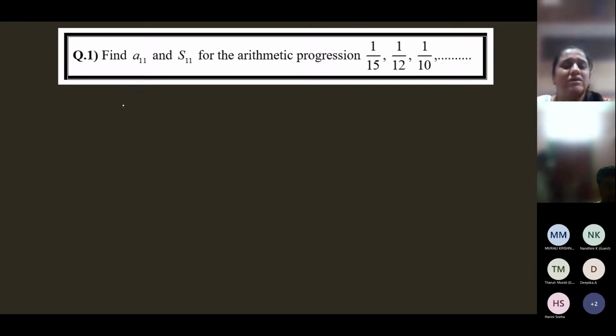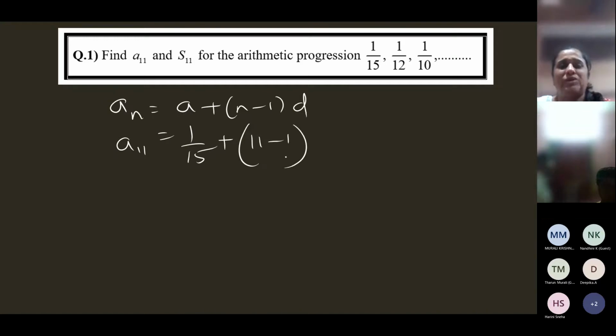Simply use the formula an is equal to a plus n minus 1 into d. So a11 will be equal to a, 1 by 15, plus n minus 1, 11 minus 1, into d. Find that, 1 by 12 minus 1 by 15, find it and put it here. And how do you find S11? Sn is equal to n by 2.